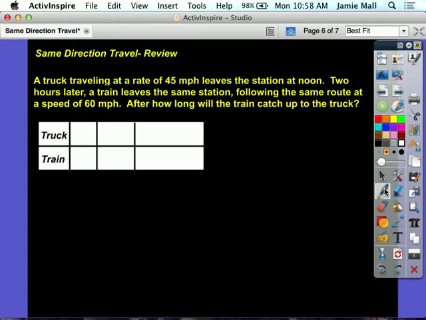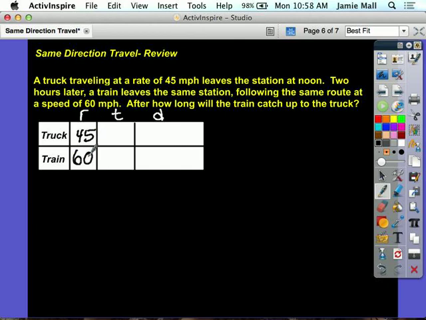I always like to start by creating a table. So my table should show that we're looking at the truck and the train, and we're looking really at the rate, the time, and the distance for each of those. So I'm literally just going to pull from the problem. The truck is traveling at a rate of 45 miles per hour. The train is traveling at a rate of 60 miles per hour.